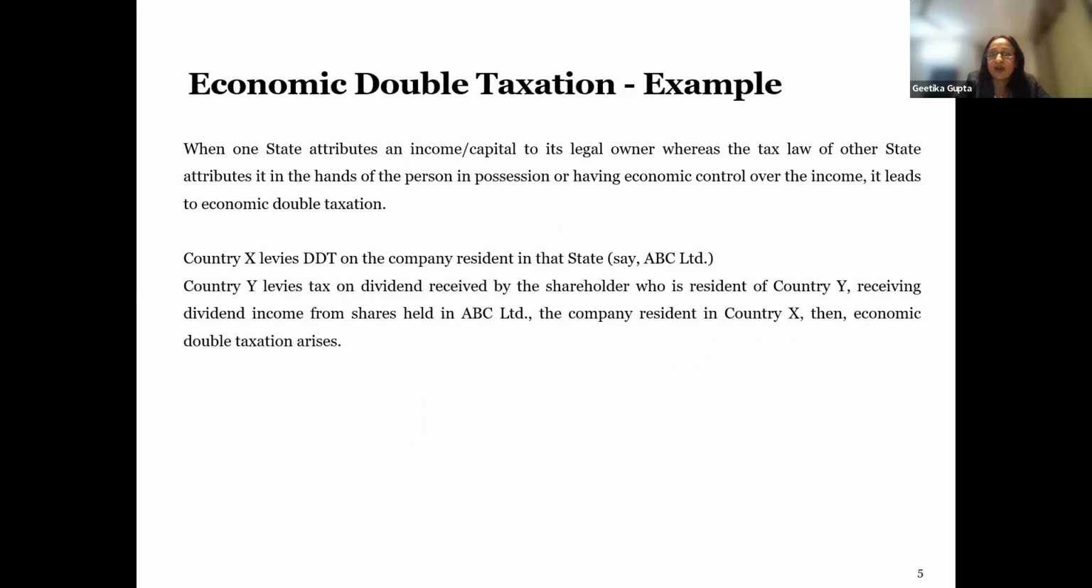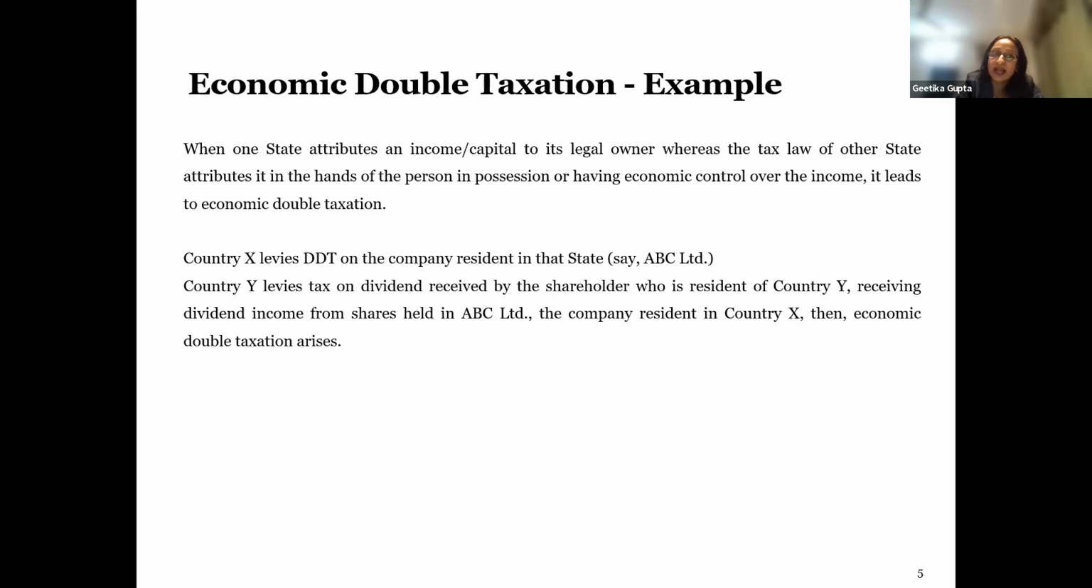Another example of economic double taxation. When one state attributes an income or capital to its legal owner, whereas the other state attributes it in the hands of the economic owner, it leads to double taxation. Let's understand this by way of an example. Country X levies dividend distribution tax on the company resident in that state. So let's say there is a company ABC Limited which is subjected to dividend distribution tax in the resident state.